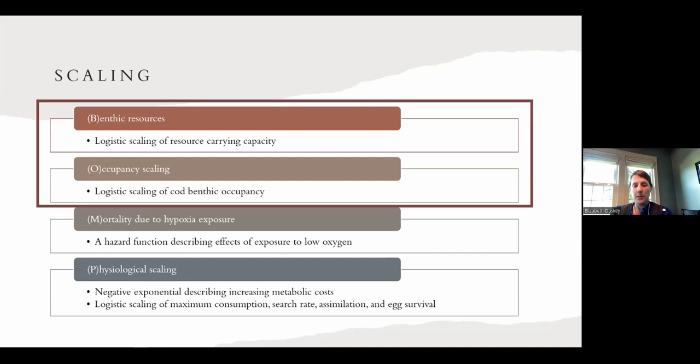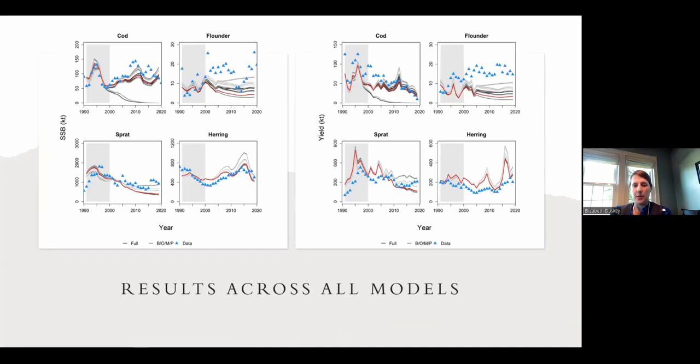We ran all possible combinations of these four pathways, including one with no scaling and all scaling, in order to determine which combination best represented observed dynamics of growth, mass, and yield in this community. The best model, shown here with this red square, included scaling of benthic resource carrying capacity, as well as benthic occupancy of cod. So this here is a snapshot of these model results.